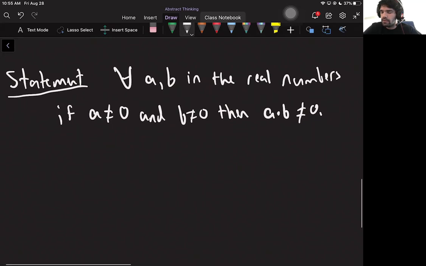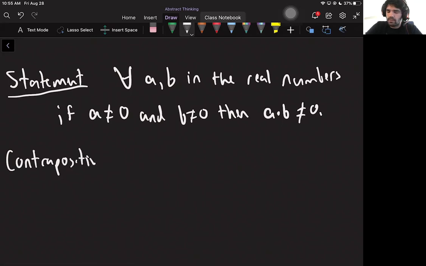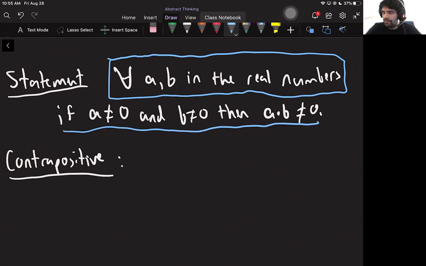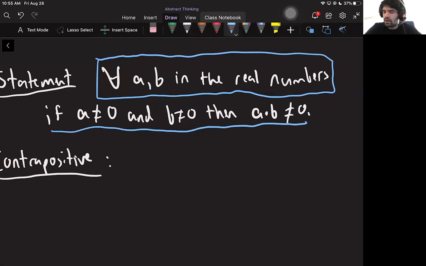So what we're going to do is prove the contrapositive. Now we do have to be a little bit careful here, because the way it's written here, we have this stuff coming before the if-then. So we're just quantifying the a and b before we put them in the if-then statement.